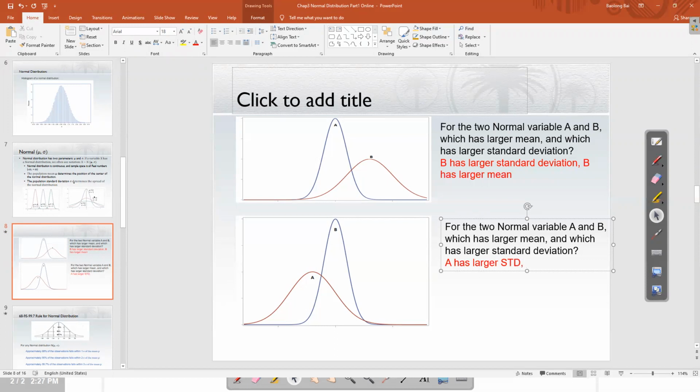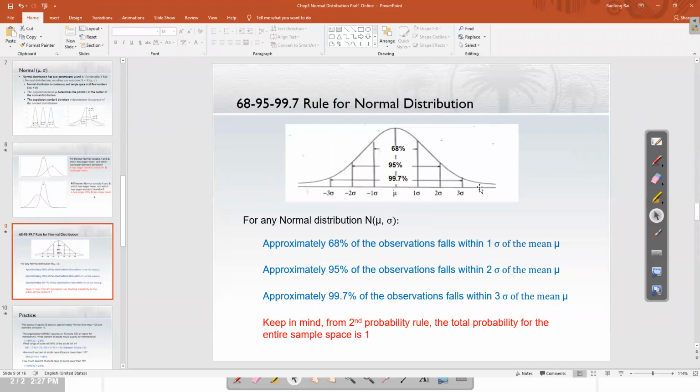Then which one has a larger mean? So B has larger mean, right? Because B is more shifted to the right, right? The center of B is to the right of center A, so it has a larger mean. Right. So now let's talk about how we find normal probabilities.